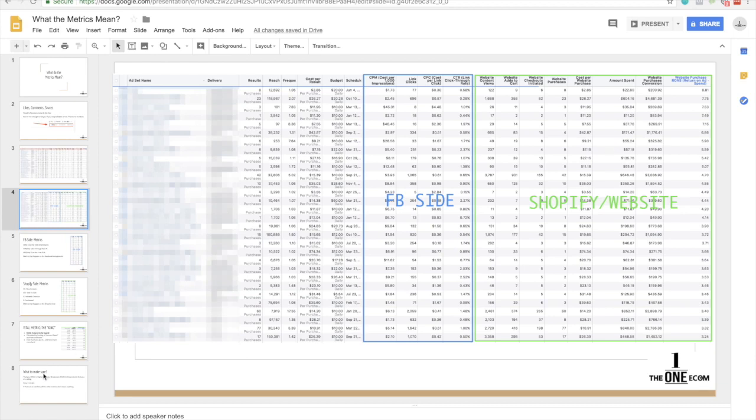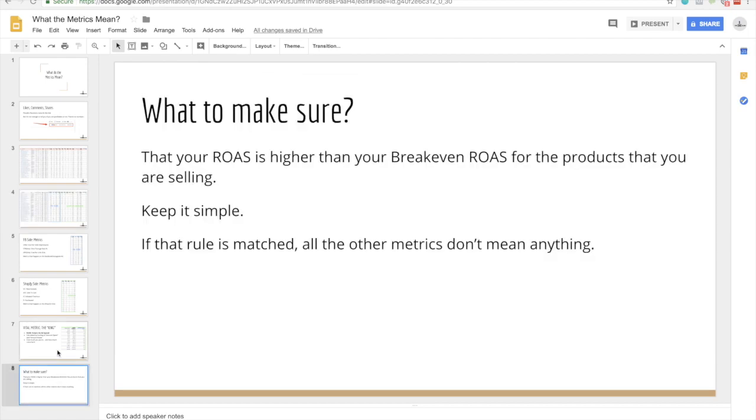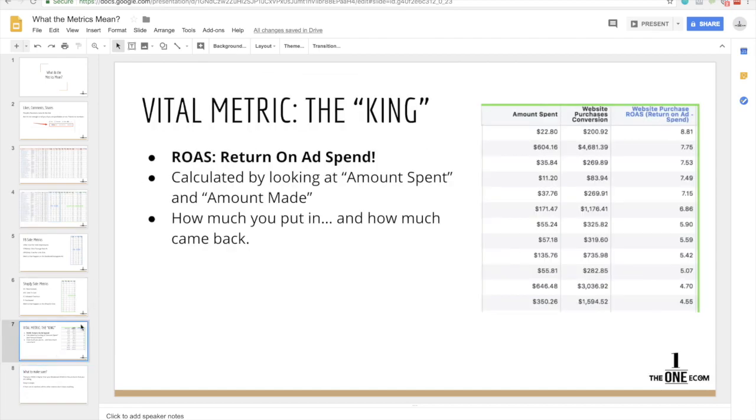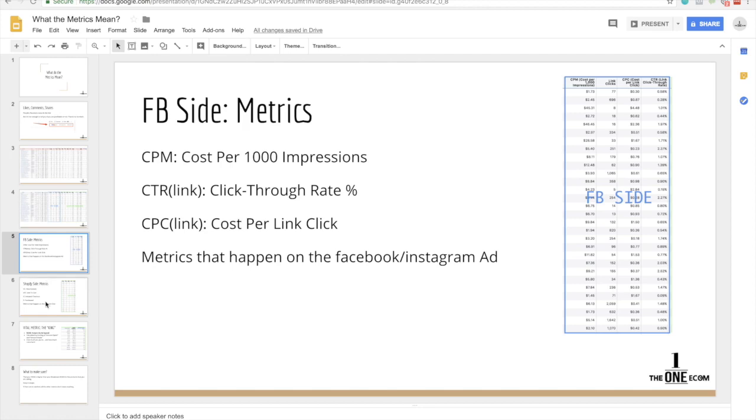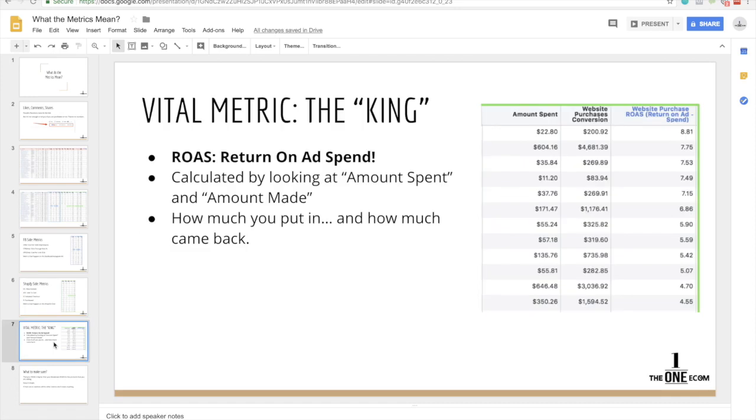But yeah, that's essentially what I want to talk about here. Hopefully you understand what these metrics mean. Don't get scared, right? But once you understand them, you can conquer them, all right? So understand what these mean: CPMs, Facebook side, Shopify side, and the vital metric, the king of kings of all metrics, is the ROAS, and that's what you want to focus on in this business, because what's important is the money you make and nothing else, right?